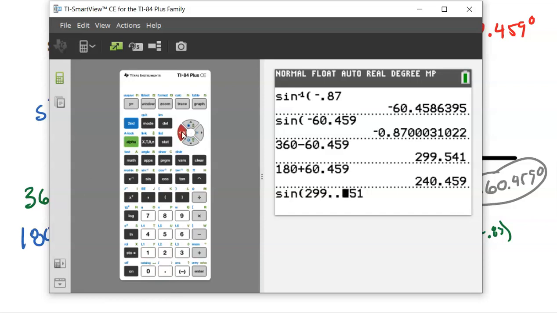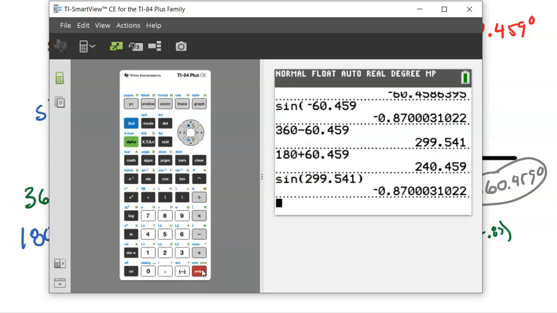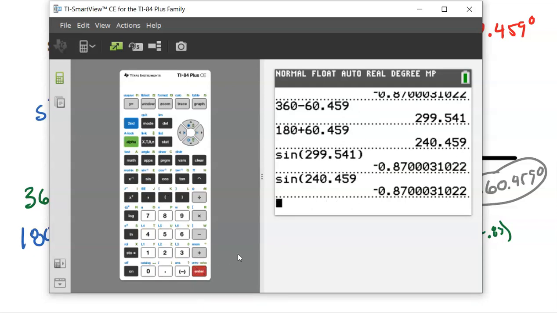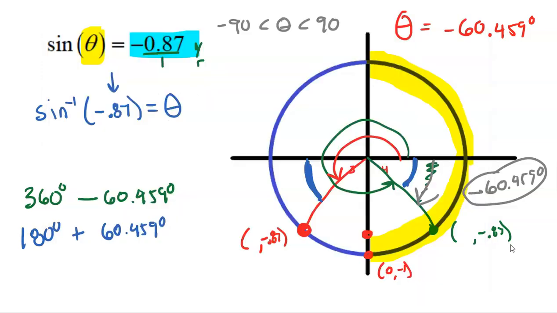Oh boy, I really messed that up. Let's do that again here. It's hard using this calculator. 299.541. Hey, negative 0.87. What do you know? Sine of the 240.459. Hey, what do you know? Negative 0.87. Okay, you get it. That's how I find these values.